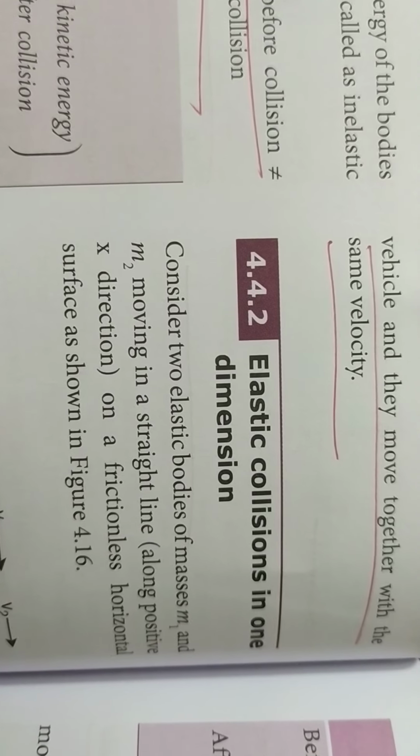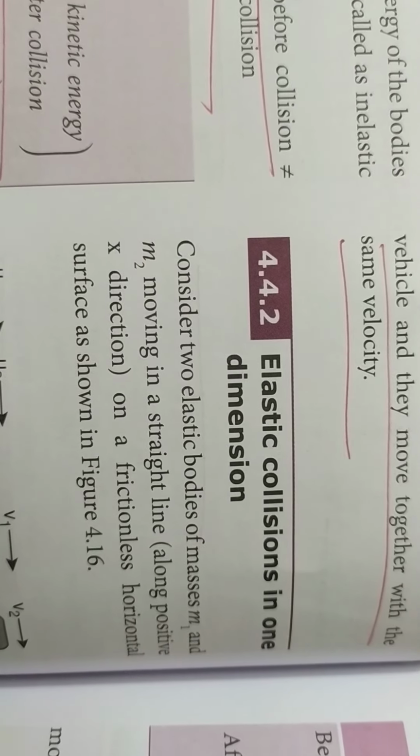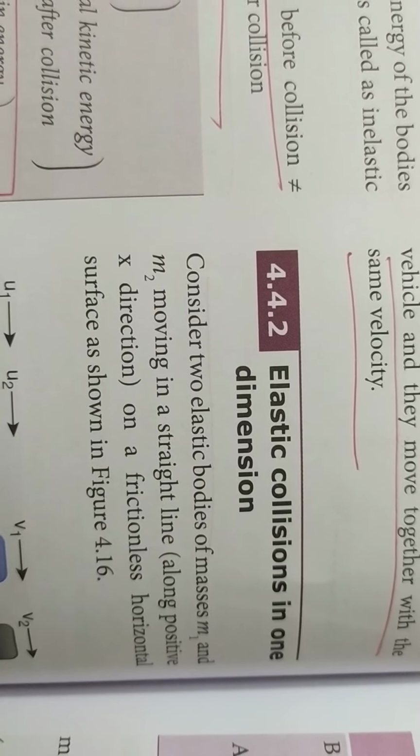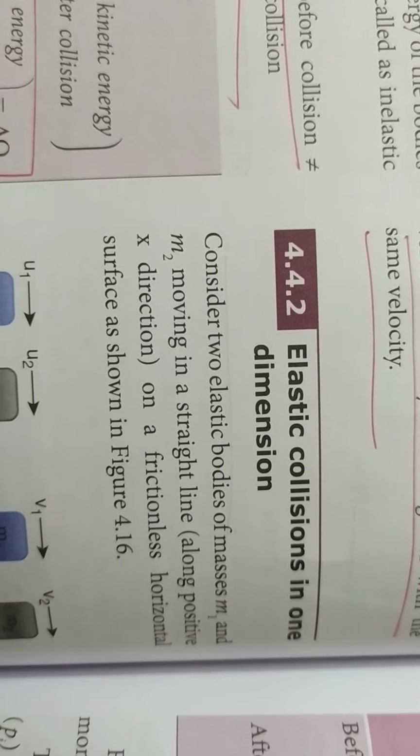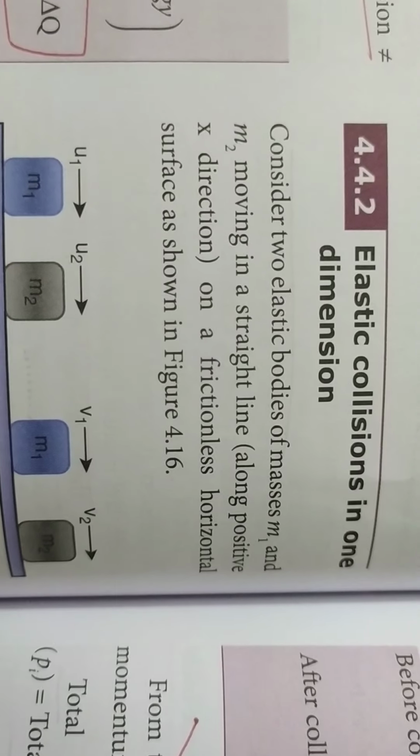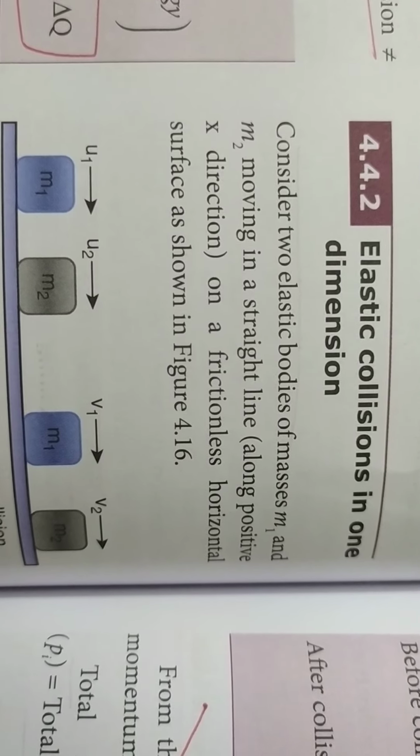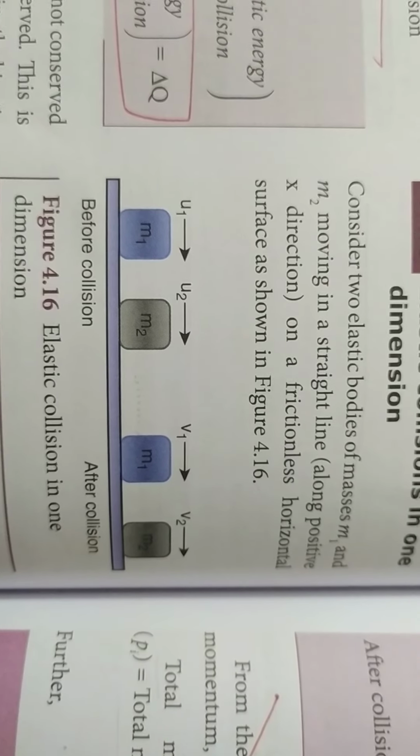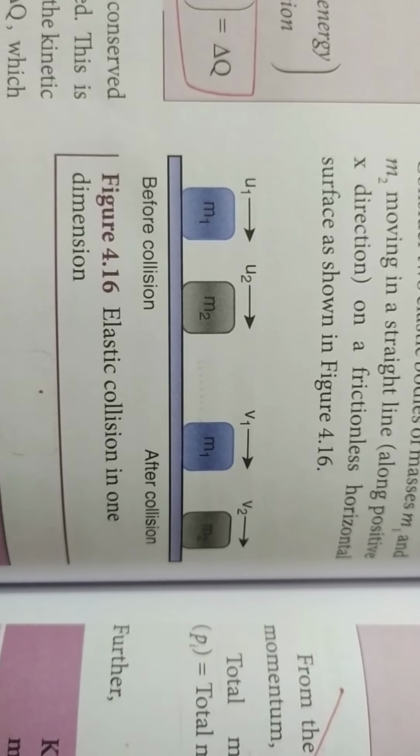So mainly there are two types, elastic collision and inelastic collision. In that, there is a third one, the perfectly inelastic collision. Next we are going to see elastic collisions in one dimension. That is, they are moving in a straight line on a frictionless surface.